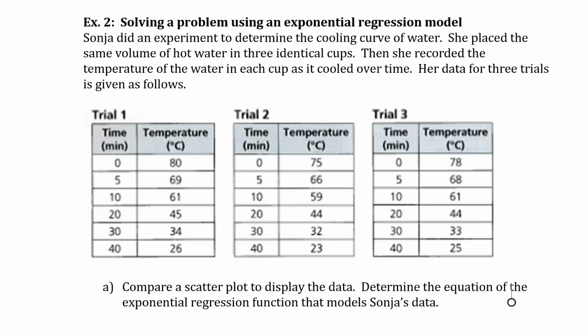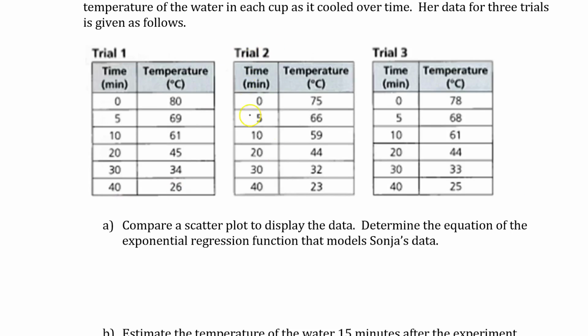Example number 2, solving a problem using an exponential regression model. Sonia did an experiment to determine the cooling curve of water. She placed the same volume of hot water in 3 identical cups. She recorded the temperature of the water in each cup as it cooled over time. Her data for 3 trials is given as follows. Okay, so trial 1, trial 2, and trial 3.